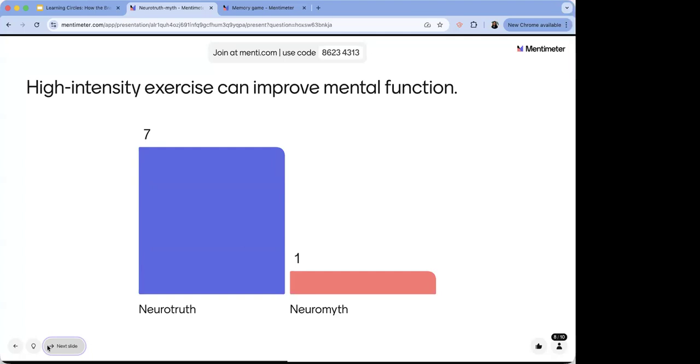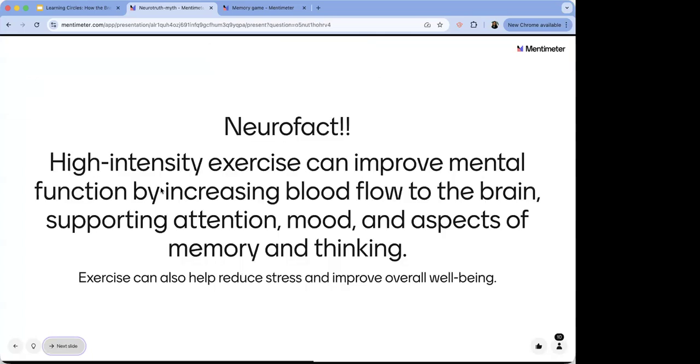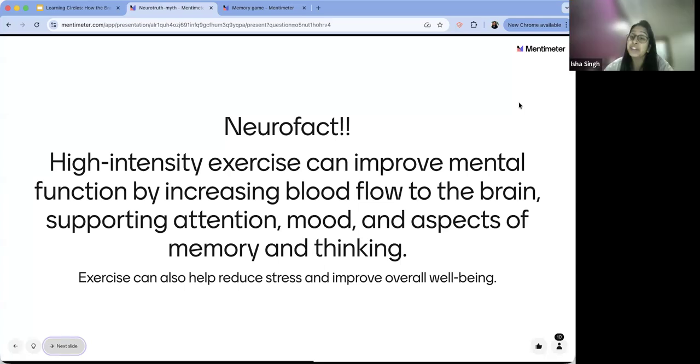Arpita, we also have two responses in the chat box. One of which, from Tanishq, says: I think it's a neuro truth because exercise increases blood flow to the brain and can improve focus, memory, and mood. I'm not a biology student, but I have read about this before. And then we have Sana sharing that maybe because doing high intensity exercise involves the brain and the brain processes a lot, maybe it improves mental function. So maybe it's a neuro truth.